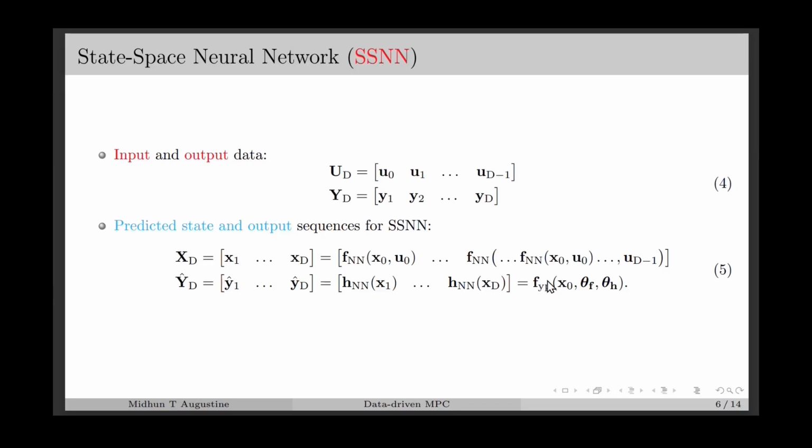This we can compactly represent using the output prediction equation f_yp, which will take the initial state x_0 and the parameters of the state and output NNs. And this function we will be using in computing the cost function in the NMPC.